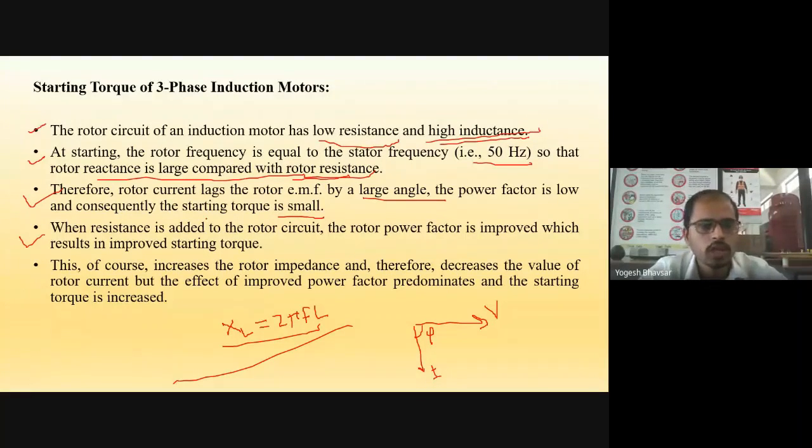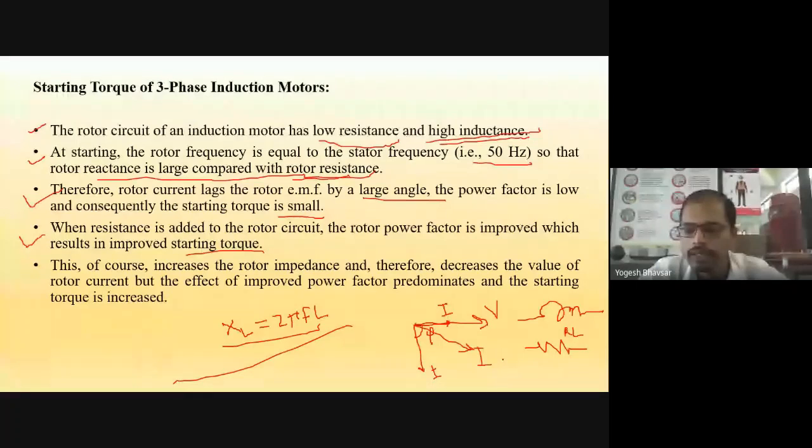But when resistance is added to the rotor circuit, the rotor power factor is improved, which results in improved torque. So look at this: this is the inductive circuit. But if we add a resistance in that inductive circuit, what happens? For a pure resistive load, the current is exactly in phase with the voltage, but for a purely inductive load, the current lags the voltage by 90 degrees. And when there is an RL type of load, a combination of resistance and inductance, the current will be in between 0 and 90 degrees.